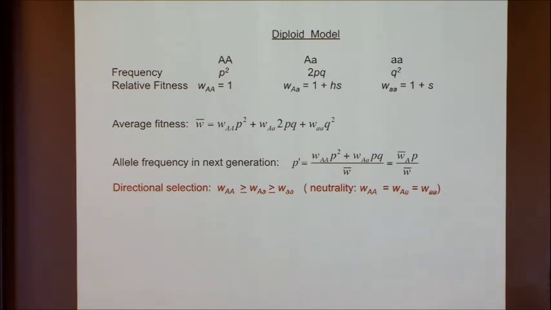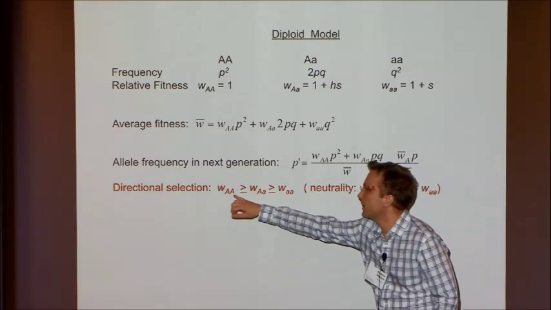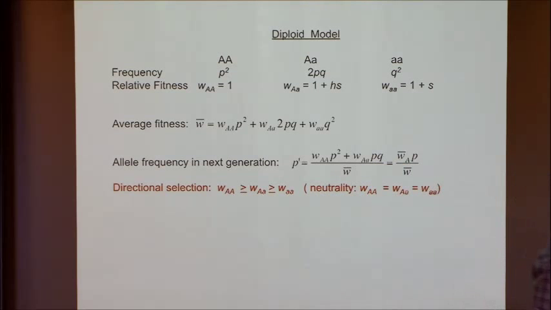And of course, what will happen in systems like this is that in the deterministic system, the capital A allele will go to fixation eventually. So it'll always increase in frequency.